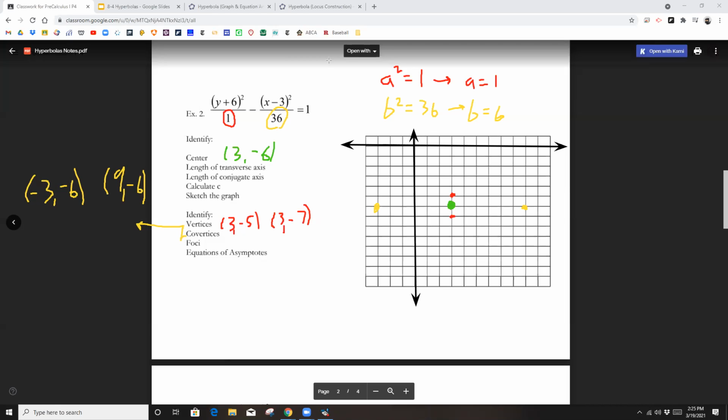Now we make a box through those 4 points, and that's going to help shape our hyperbola. Since the box is very wide but kind of short, and it's opening up and down, our hyperbola is going to be very wide. To help us draw that, we're going to now draw the asymptotes through these 2 diagonals. One of them will look like that. The other one would look like this.